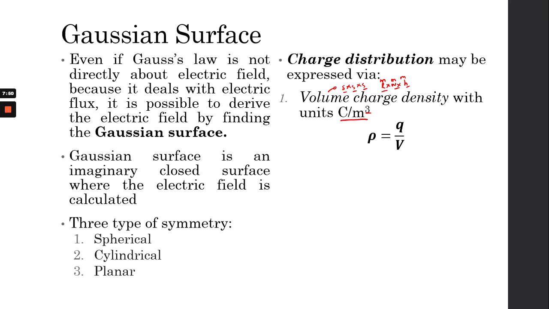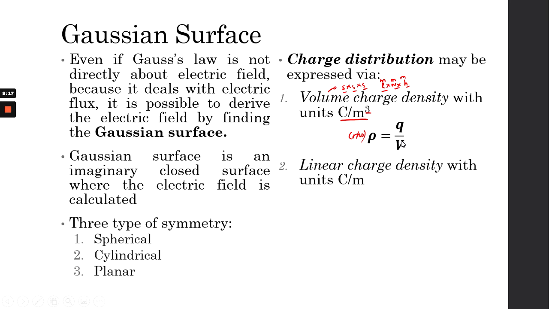This is the equation for the volume charge density, where we have rho. This is a Greek symbol for rho. Rho is equal to the charge, or the magnitude of the charge, divided by the volume of your enclosed surface. So your enclosed surface is in terms of volume.